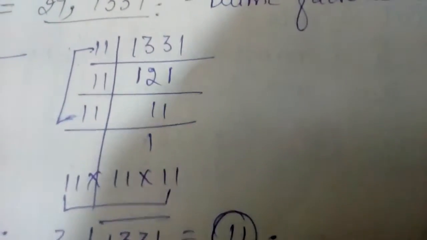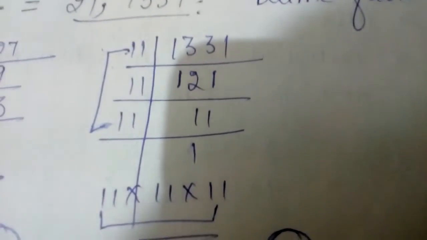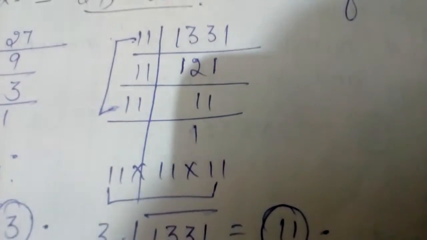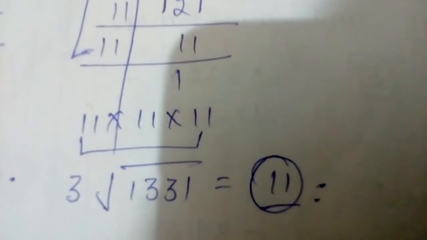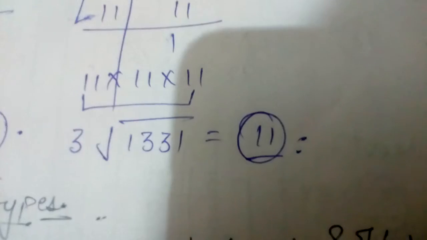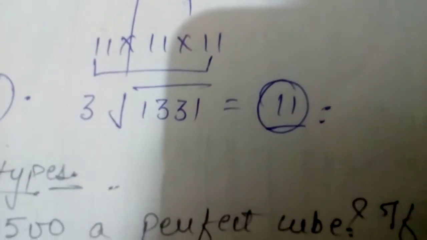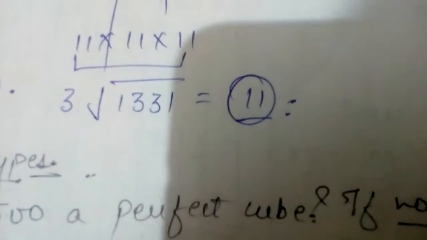So now we form a group of 11. There are 3 numbers in one group. So 11 into 11 into 11, and the cube root of 1331 is 11.